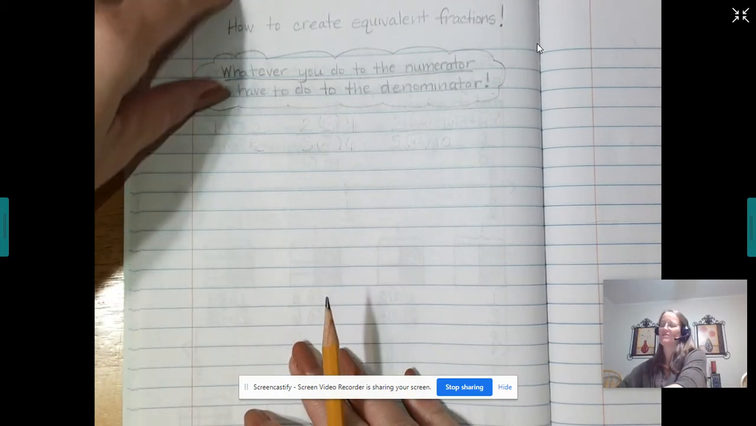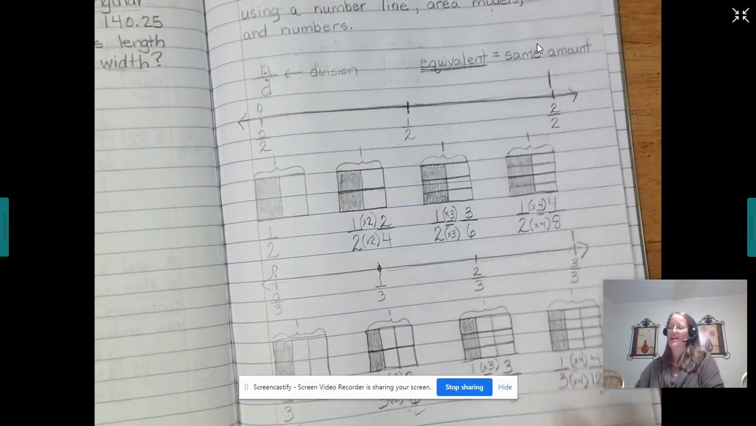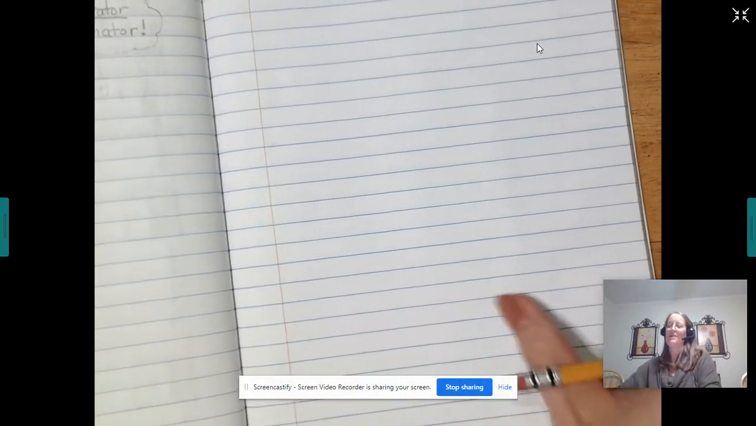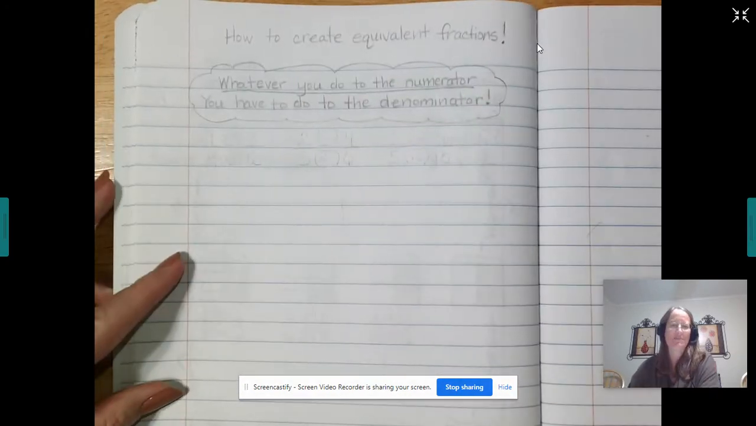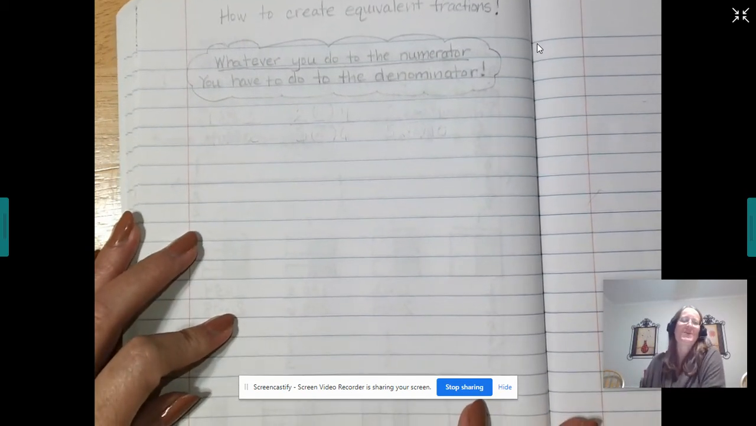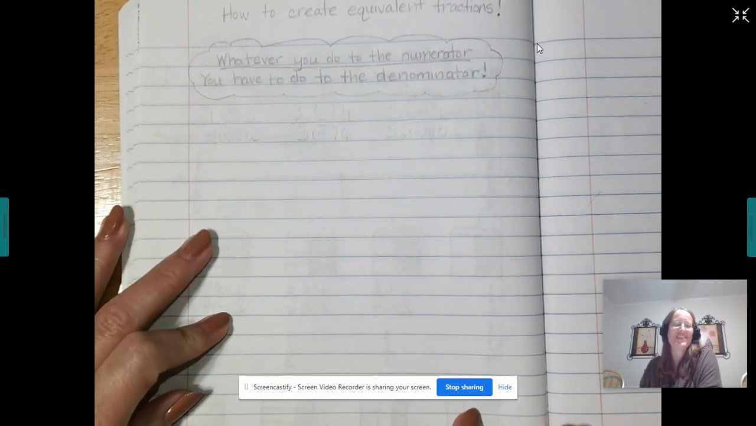We worked on creating them pictorially, with pictures, and with numbers. And so now I'm going to show you the M3L1Mathinex way. Creating equivalent fractions is so easy.